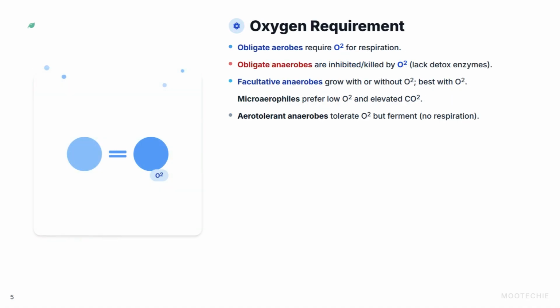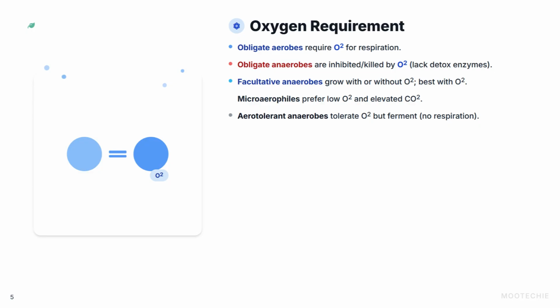Oxygen requirement. Obligate aerobes require oxygen for respiration. They use it as a final electron acceptor to generate energy efficiently. Obligate anaerobes are inhibited or even killed by oxygen because they lack the enzymes like catalase and superoxide dismutase needed to detoxify reactive oxygen species. Facultative anaerobes can grow with or without oxygen, but they grow best when oxygen is present because aerobic respiration yields more energy. Microaerophiles prefer low oxygen and often elevated carbon dioxide levels.